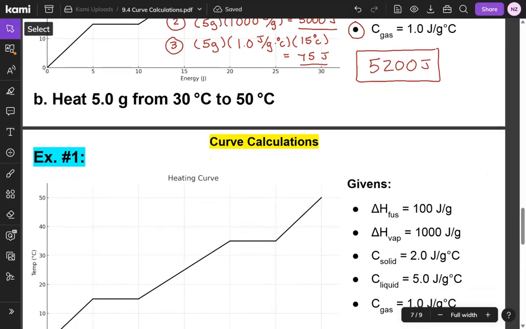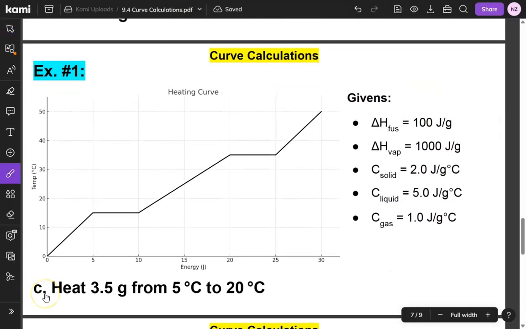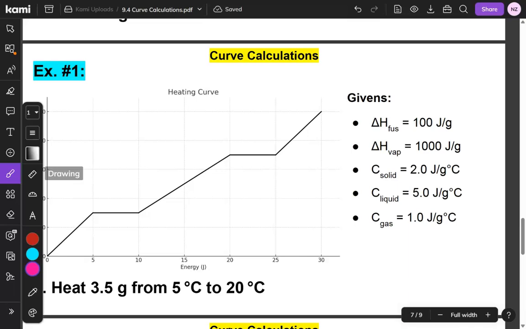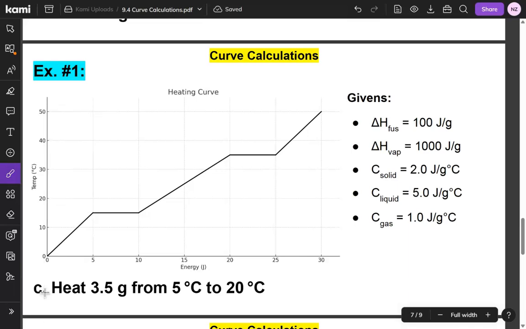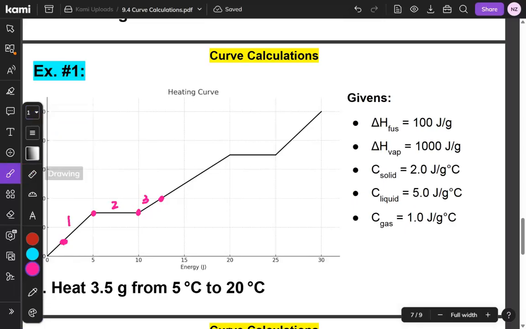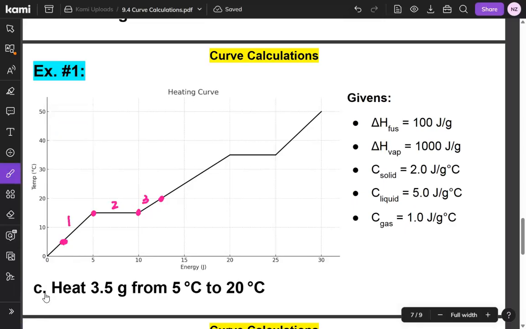All right, let's look at this next example. Here we are heating from 5 degrees to 20 degrees. So we are starting here, and we're going up to 20 degrees, which is here. So we are going to have 3 segments. For our first segment, we're going to be using the equation Q equals mCΔT because we're raising our temperature.